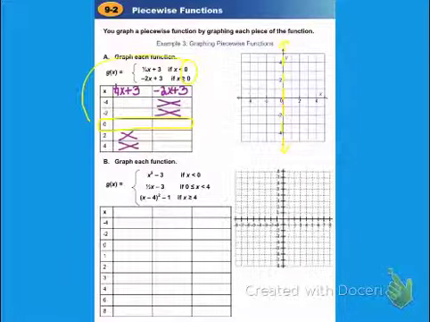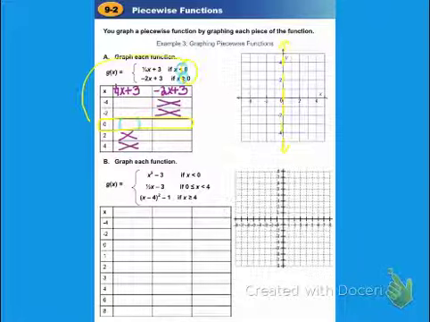Now, I also look at these inequalities. Notice the first function ends at 0, and it doesn't include 0. So I put a parenthesis around that spot in the table, because I know that when I plot that point, I'm going to put an open dot there. The other one is fine, because on the other interval I have an or equal to, so I'm going to be able to plot that point with a solid dot.